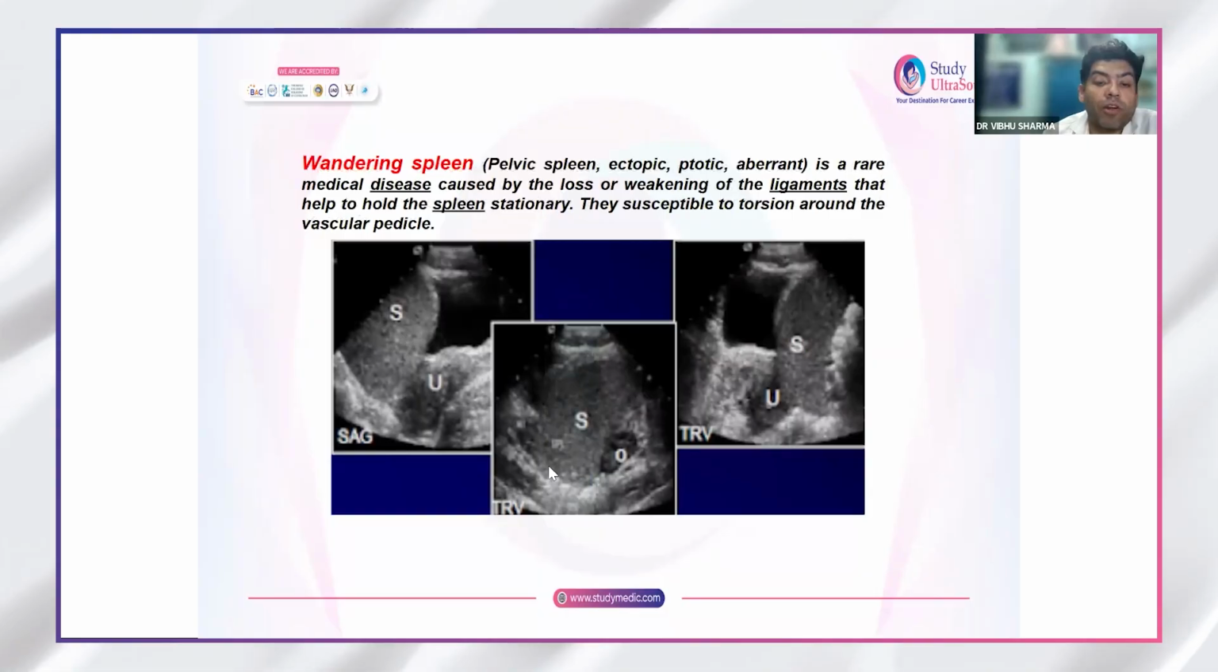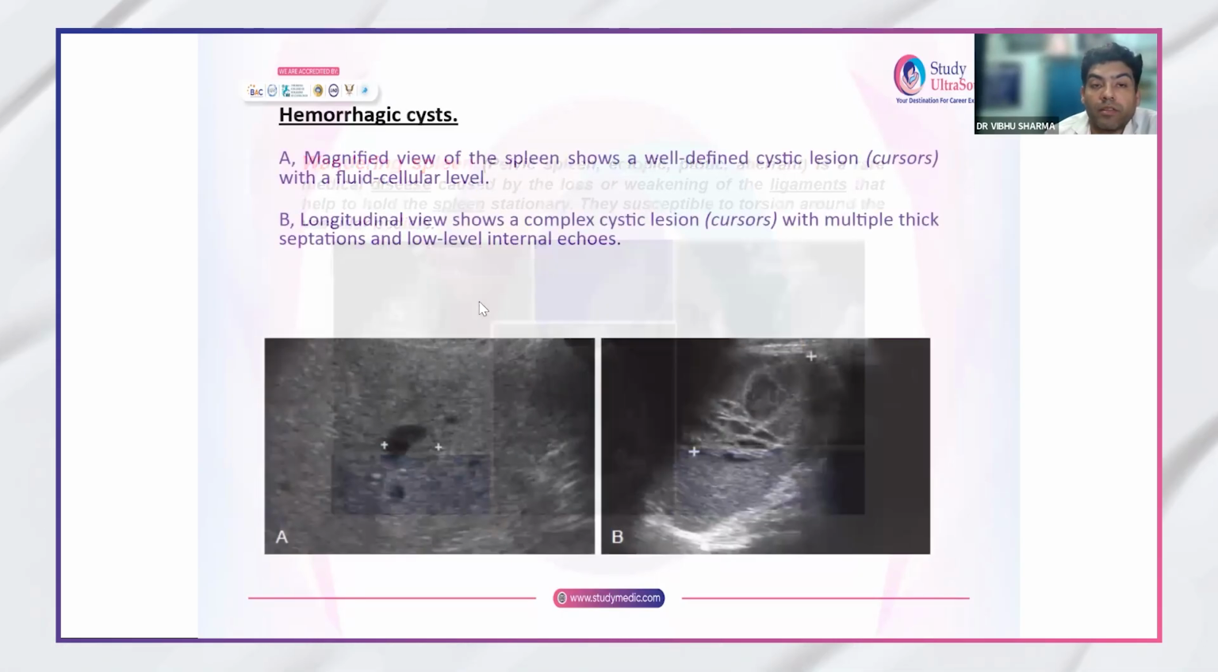Then there can be wandering spleen. The spleen is not localized in the normal position, it is ectopic. That is when we call it wandering spleen.